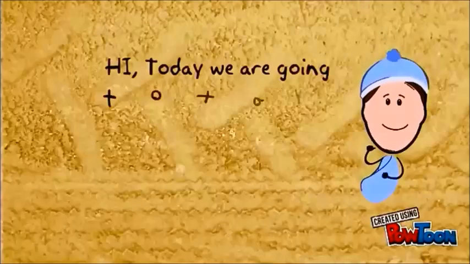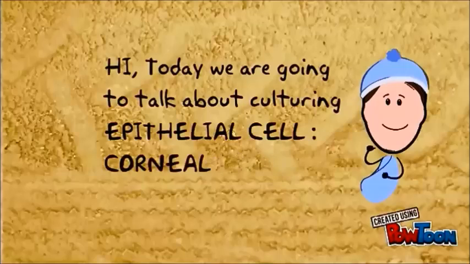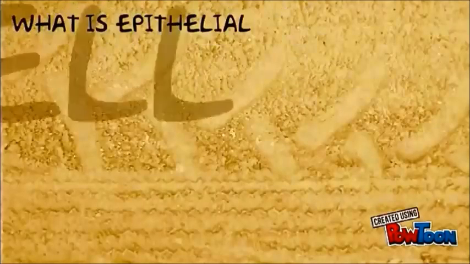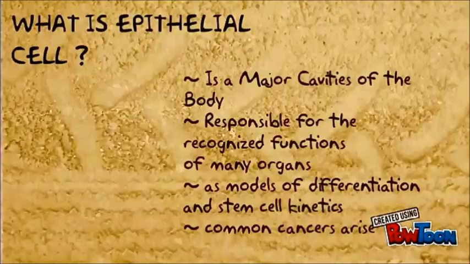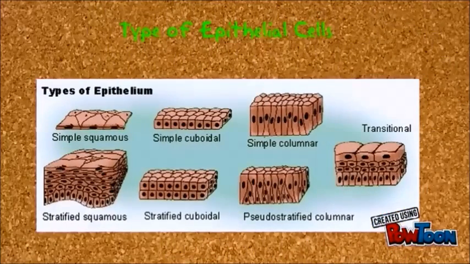Hi, today we are going to talk about culturing epithelial cells, which is cornea. What is an epithelial cell? It's a major cavity lining of the body responsible for the recognizing function of many organs, acts as a model of differentiation and stem cell kinetics, and it's a common cancer site. Here are examples of epithelial cells.